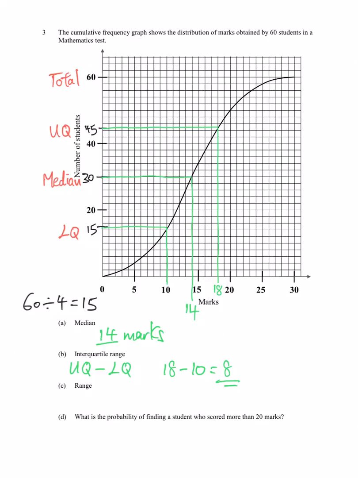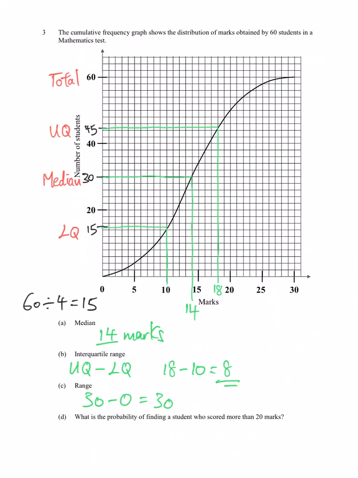Now let's take a look at part C, range. Range is simply looking at the maximum marks shown in the graph, where the graph reaches, minus the lowest mark where the graph is. So in this case, the highest mark in the graph is 30 marks, and the lowest mark in the graph is 0. Therefore, 30 minus 0, the range is 30.